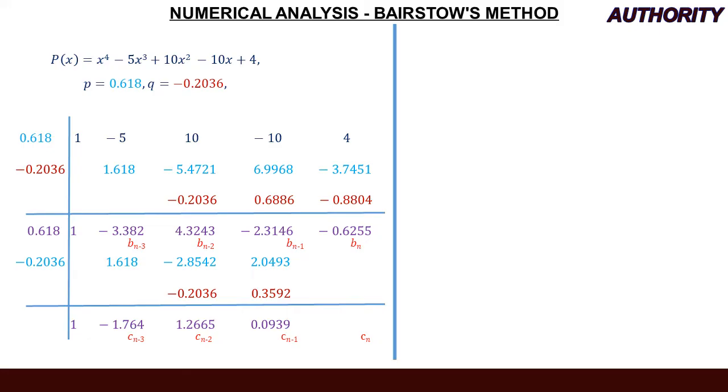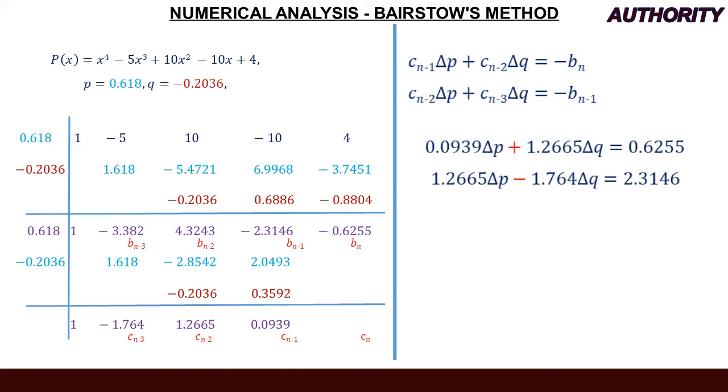Are we together? Yes. From the table, you can come up with your formula, which is Cn minus 1 delta P plus Cn minus 2 delta Q, which is equal to minus Bn. Okay, and this is equation 1. Equation 2, Cn minus 2 delta P plus Cn minus 3 delta Q, which is equal to minus Bn minus 1. So from the table, you see that Cn minus 1 is 0.0939 delta P, okay, plus your Cn minus 2 is 1.2665, right? Then we have delta Q is equal to, Bn, we have 0.6255, right?